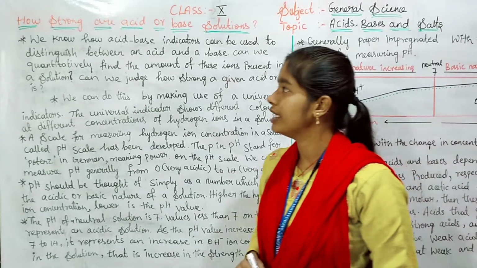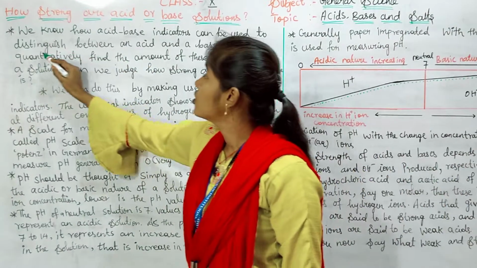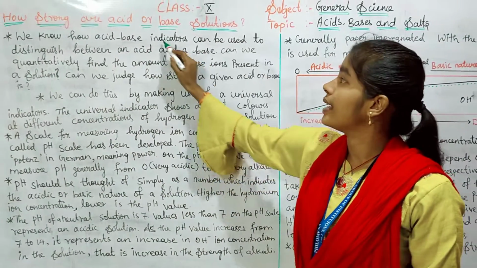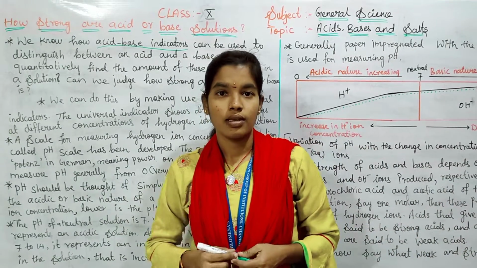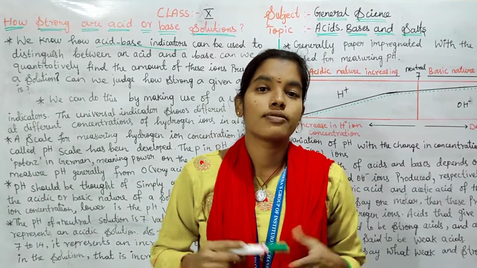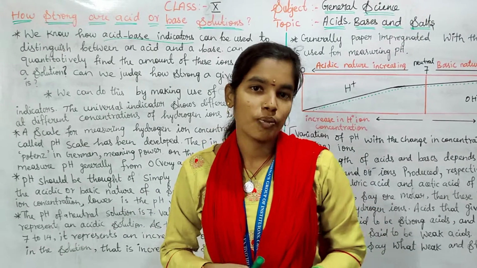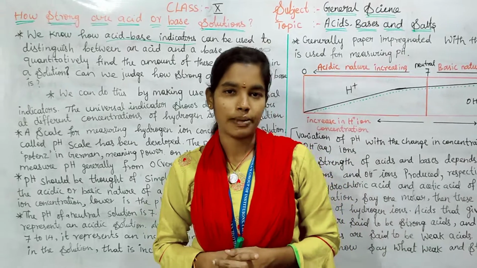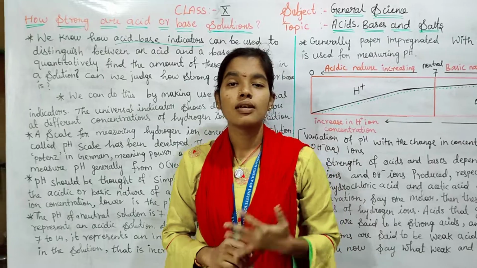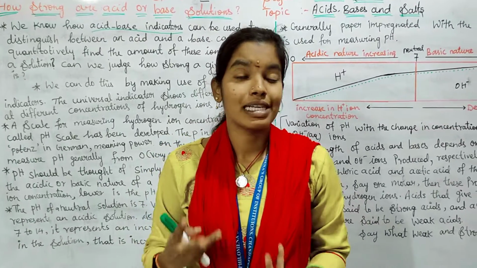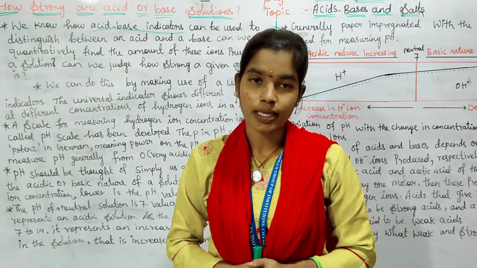Just listen carefully. We know how acid-base indicators can be used to distinguish between an acid and a base. What is the function of acid-base indicators? They indicate whether a particular substance is an acid or a base by changing its color. For example, phenolphthalein, methyl orange, red litmus paper and blue litmus paper all come under acid-base indicators.